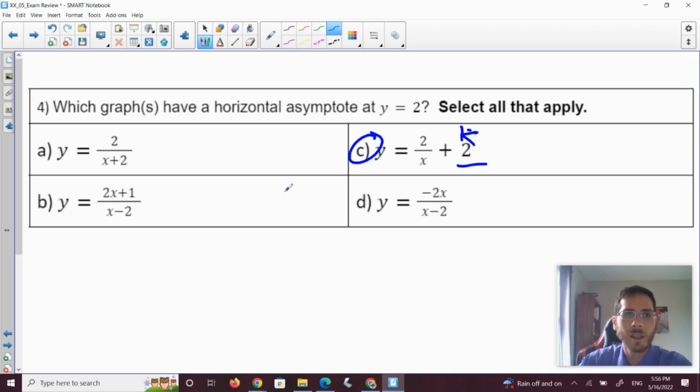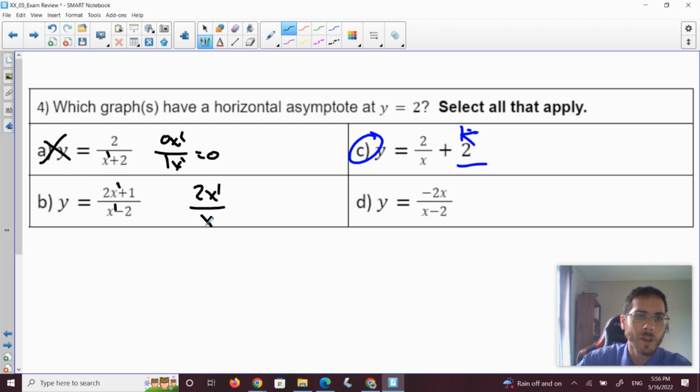Next one I got to check is I got to see if I divide, if I end up with 2 with anything. So if I divide here, remember I'm looking at the highest power of x's, which in this case is going to be x to the first. So this is 0x to the first over 1x to the first, but that's 0, not 2. So that's out. Over here, we got x to the first and x to the first. So I've got 2x to the first over x to the first, which is 2. So that one looks like that's good.